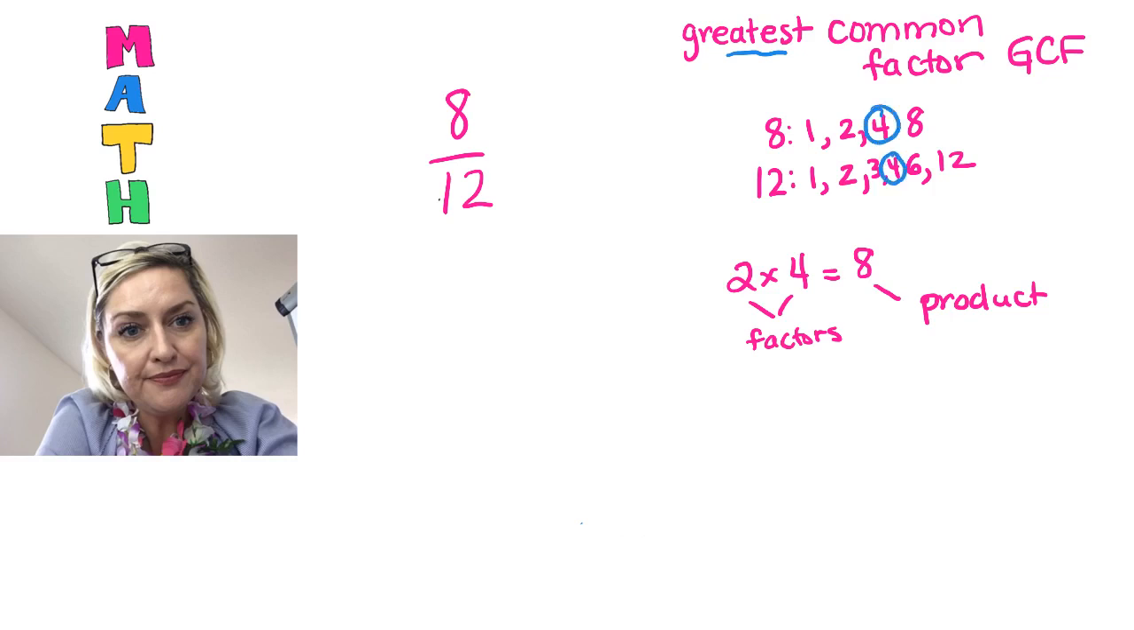So what we're going to do is divide our numerator and denominator by that number. So 4 over 4. 4 goes into 8 2 times, and it goes into 12 3 times. And this is 8/12 in simplest form.